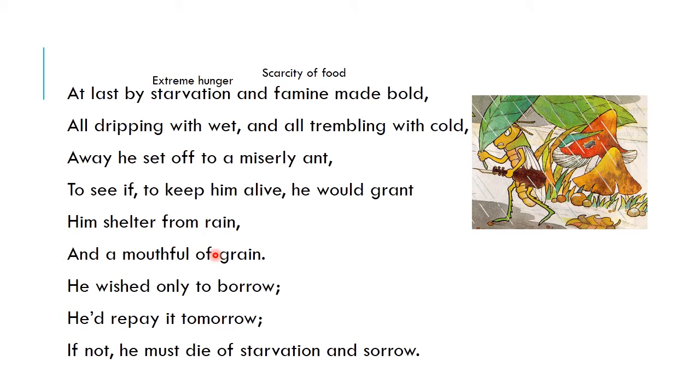So he went to ask the ant whether he would give him shelter from the rain and a mouthful of grain to fulfill his hunger. He wished only to borrow. So the cricket planned only to borrow. Borrow means to get something so that he can give it back. He would repay it tomorrow.